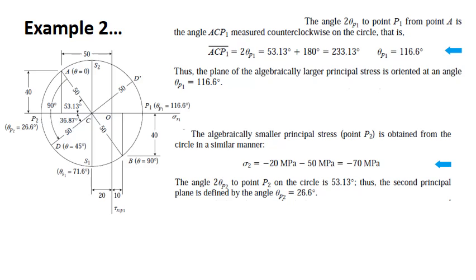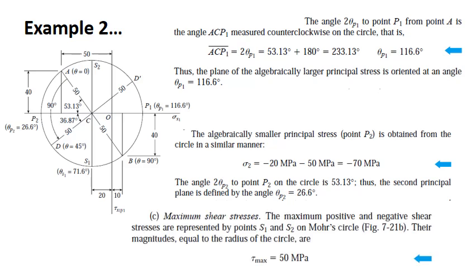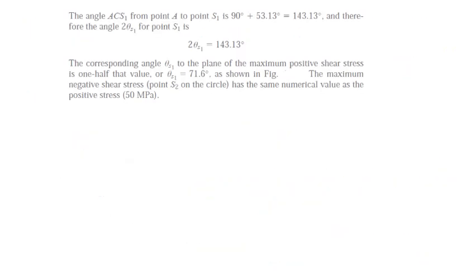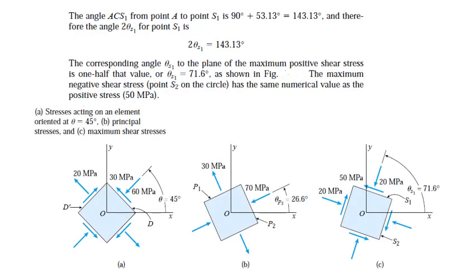So likewise, you can go through, and the maximum shear stress is also given, which is S1 and S2, right? The line passing through the center is a diameter line. It is 50 MPa, obviously the radius of the circle. And then you can represent it graphically like this, and you know how to do it as I have already explained.